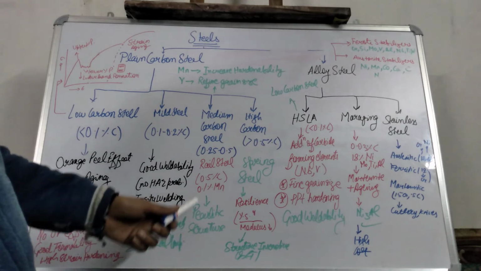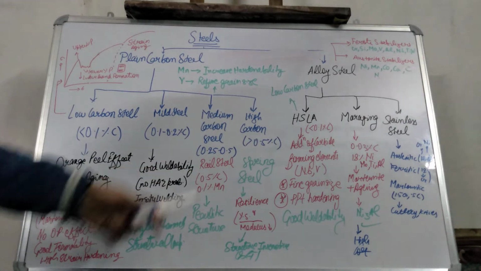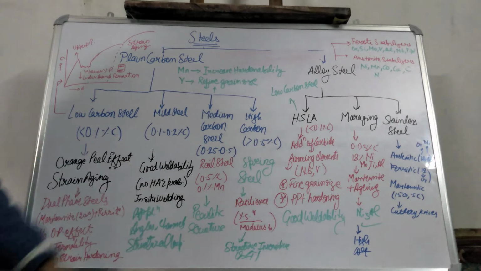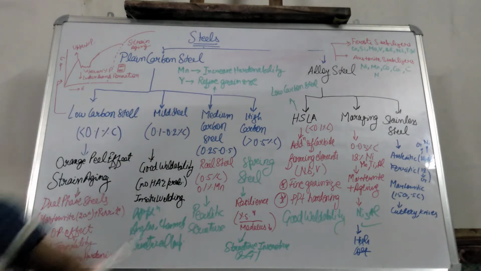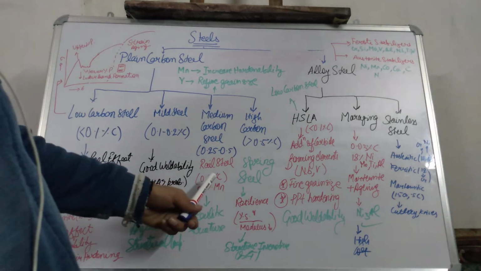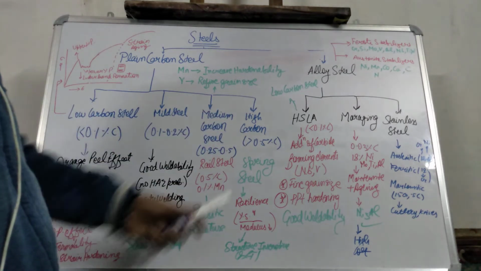And one of the varieties of this is Hadfield steel. It has high wear resistance, contains more than 12% manganese, and has very high wear resistance. Similar to this, in the high carbon steel we have spring steel.